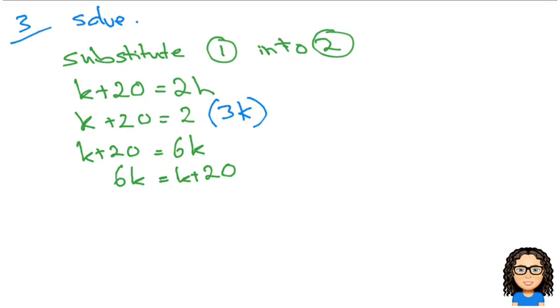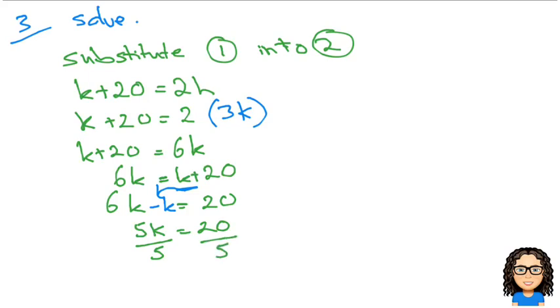And that means I need to move one thing. So I'm going to leave the 6k, leave the equals, leave the 20, and I'm just going to move that k across, and so it goes from being positive to being negative k. So let's now simplify. 6k take away k is 5k equals 20. One last step, get rid of that 5 in front. The opposite of multiplying by 5 is dividing by 5. So divide both sides by 5 and I get k equals 4.